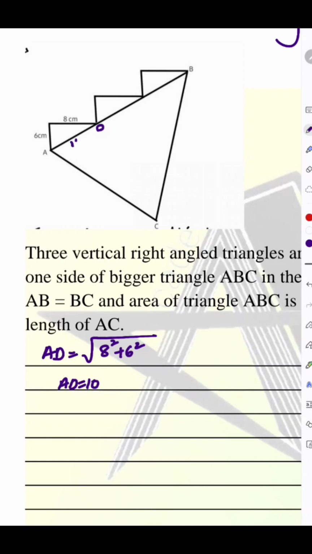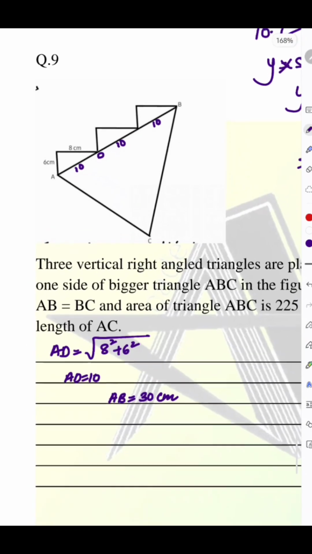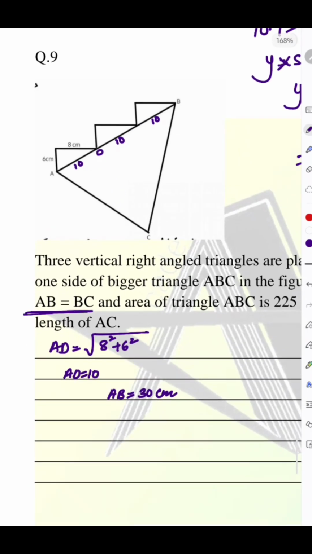So that means if this is 10, this will be 10 and this will be 10 as well. So from here I can clearly see that AB is 30 centimeters. And here it's already mentioned that AB is equal to BC. That means now I get to know that BC is also 30 centimeters. So BC is also 30 centimeters.